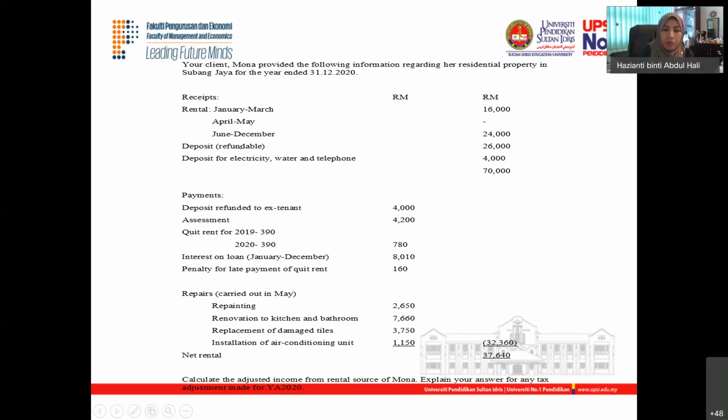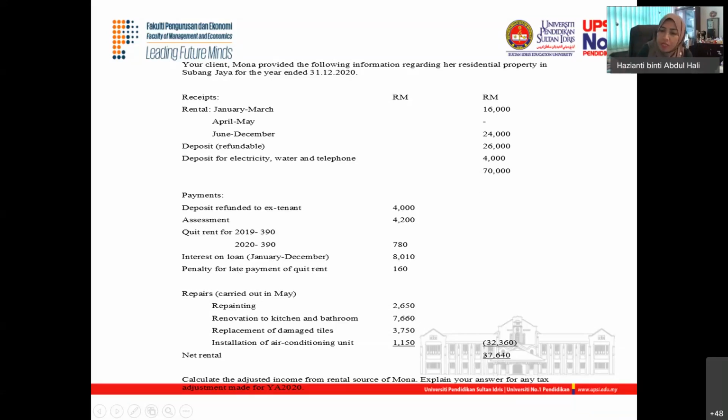This is the receipt from the rental. This is what she gets and this is what she pays. The deposit refund to ex-tenant, the assessment, the quit rent for 2019 and also 2020. Okay. Interest on loan, penalty for late payment, repairs carried out in May. Repainting, renovation to kitchen and bathroom, replacement of damaged tiles, and also installation of air conditioning unit. So this is the net rental 37,640.